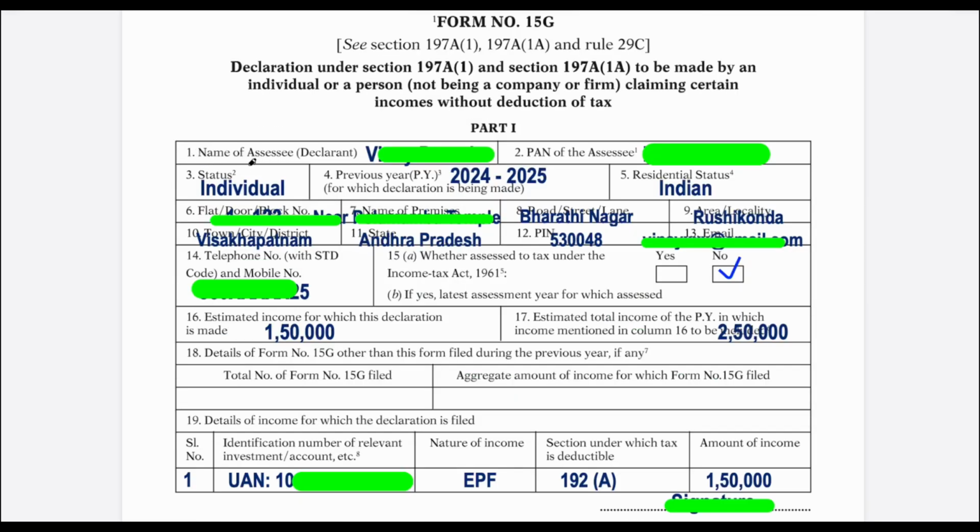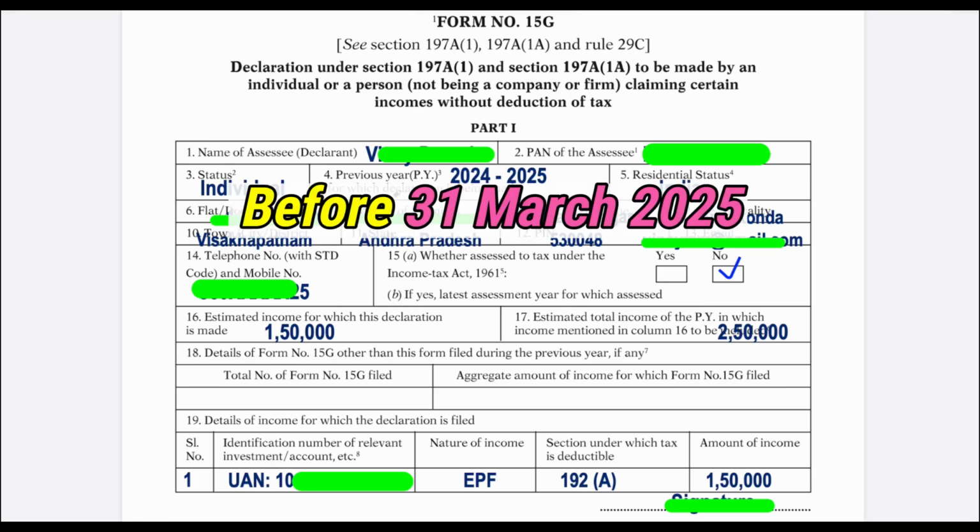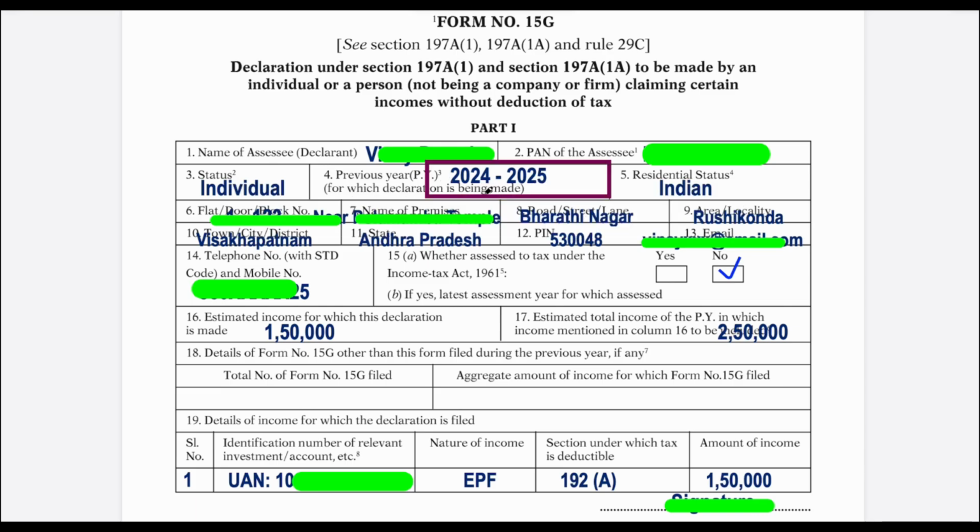Here the field number 1 is name of the assessee or declarant. Here write your full name as per your EPFO records. Next, PAN number. Write your PAN number here. In field number 3, write status as individual. In field number 4, you have to mention the previous year. If you are submitting Form 15G before 31st March 2025, in that case the previous year will become 2024 to 2025. Previous year is also called the financial year. Next, in field number 5, mention the residential status as Indian.